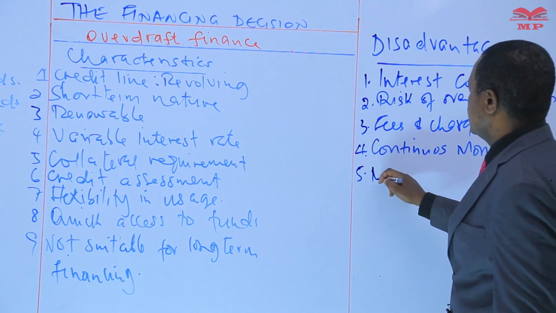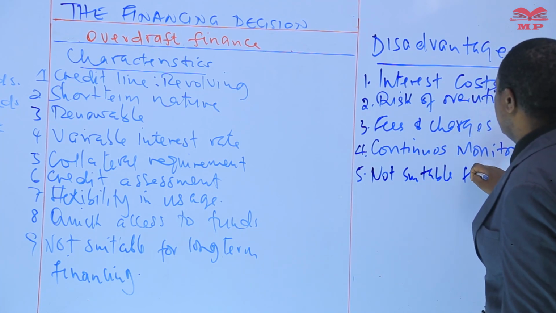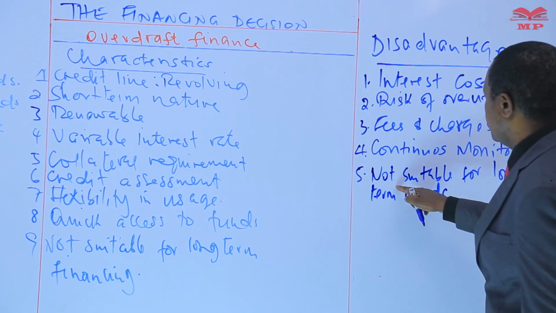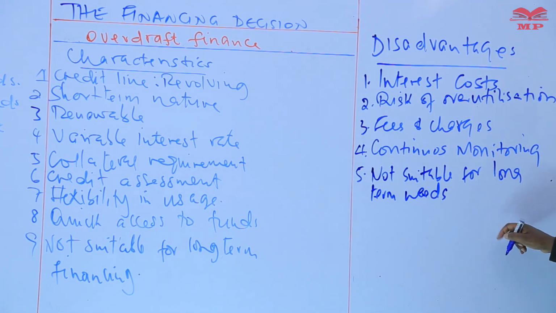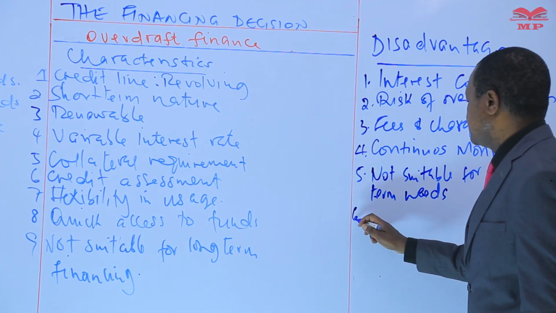Number 5, not suitable for long-term needs. Overdrafts are not intended for long-term financing needs, and businesses with ongoing capital requirements may need to explore alternative financing options. There is also creditworthiness requirement.